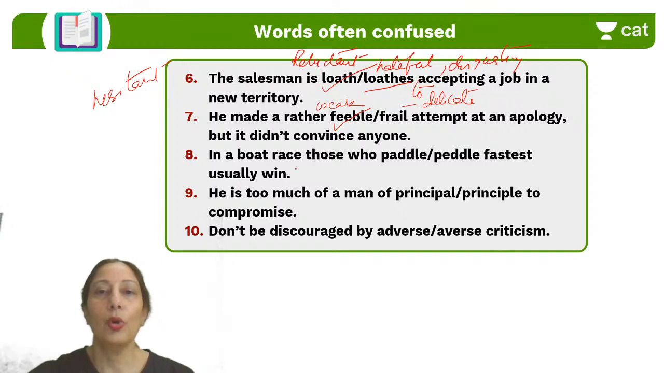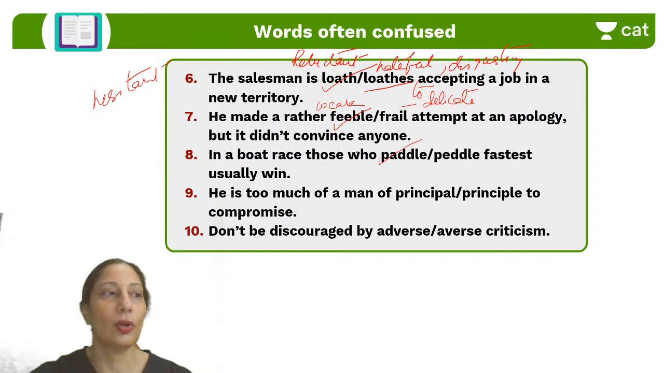Okay. In a boat race, those who paddle or pedal fastest usually win. Yes, feeble is correct. All of you have got it. In a boat race, those who paddle or pedal fastest usually win. What is the answer to the 8th question? The attempt is a feeble attempt. It's not a frail attempt. Okay, guys, paddle is the answer.